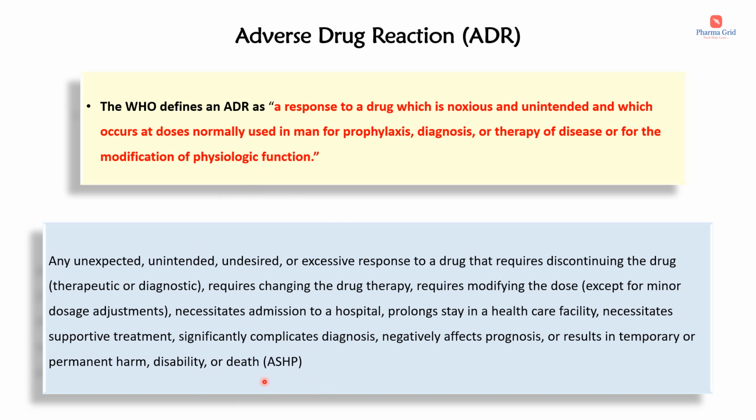The next definition is by the ASHP, that is the American Society of Health System Pharmacists. As per ASHP, an adverse drug reaction is any unexpected, unintended, undesired or excessive response to a drug that requires discontinuing the drug, can be therapeutic or diagnostic, requires changing the drug therapy, requires modifying the dose except for minor dosage adjustments, necessitates admission to a hospital, prolongs stay in a healthcare facility, necessitates supportive treatment, significantly complicates diagnosis, negatively affects prognosis, or results in temporary or permanent harm, disability or death.